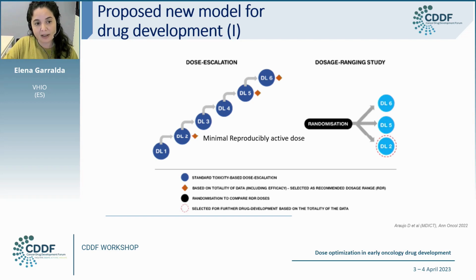And here you can see the typical dose escalation where we are reaching the maximum tolerated dose. But really from the very beginning, the recommendation is that we should identify the recommended dosage range. So what doses are we going to be studying further in this dosage ranging study, which will go from the minimal reproducibly active dose, where we're going to see, for example, tumor shrinkage, circulating tumor DNA, etc., up to the maximum tolerated dose. So we do our classical dose escalation until maximum tolerated dose, but we are also going to be having these dose ranging studies.